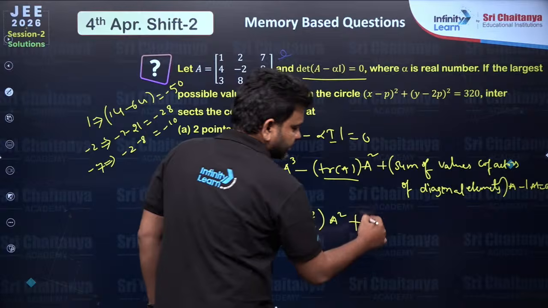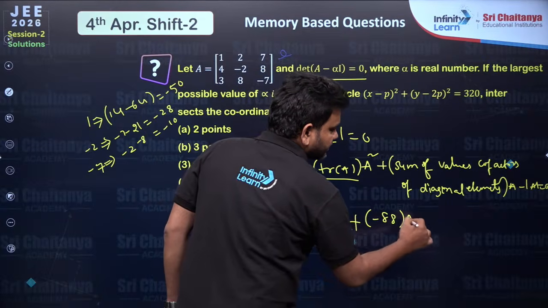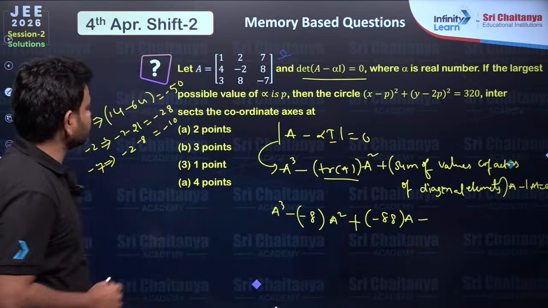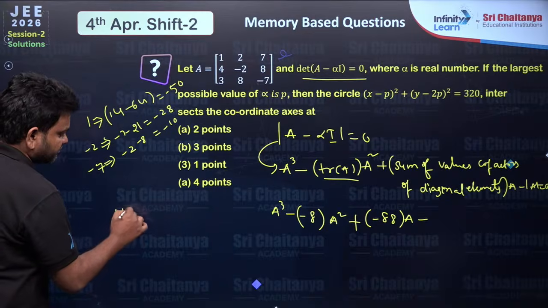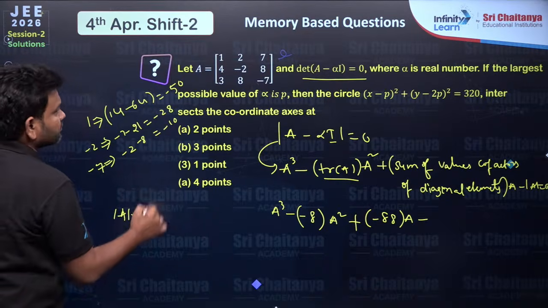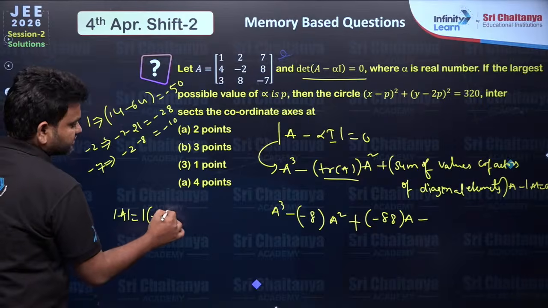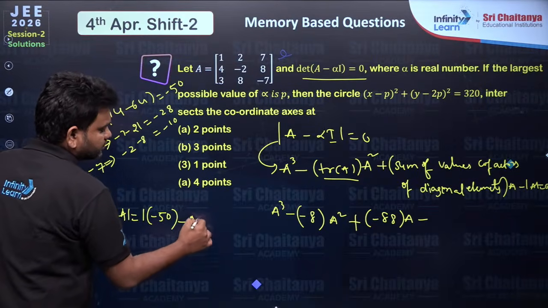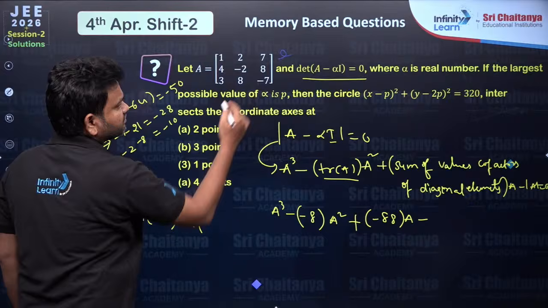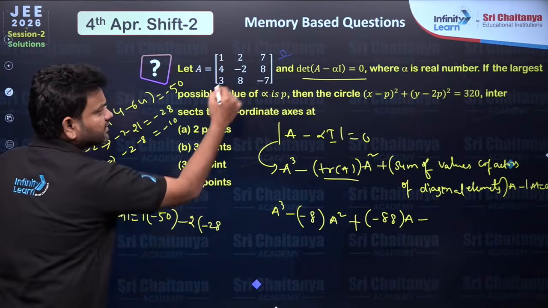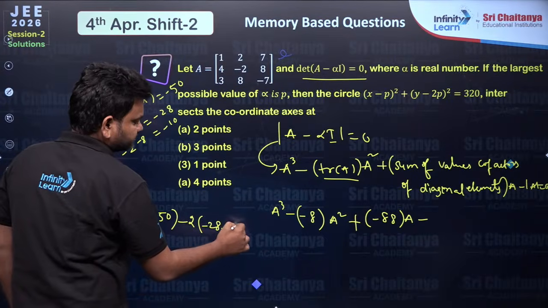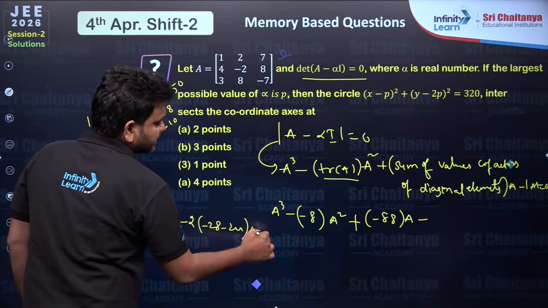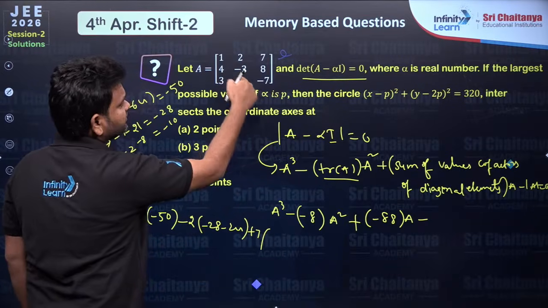So here I have minus 88 of alpha minus determinant of A, which is what I have to find now. So the determinant of A, if we find, 1 into, here I already solved, so minus 50 this is, and minus 2 times of, with this it is going to be minus 28 and minus 24, right, plus 7 times of, we are going to get here 32 plus 6.